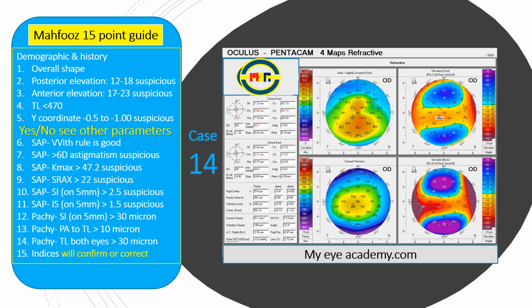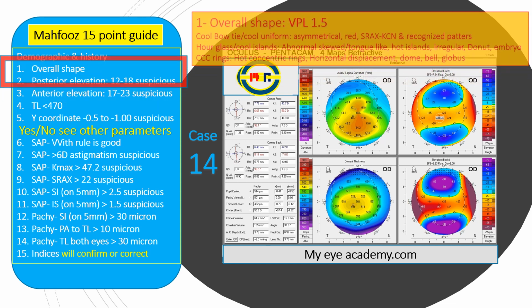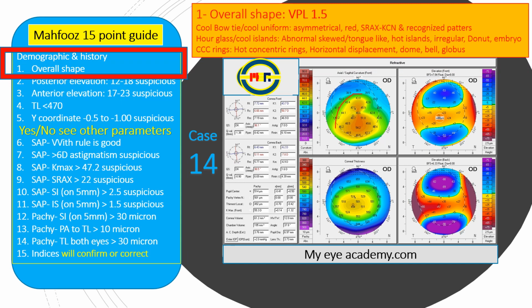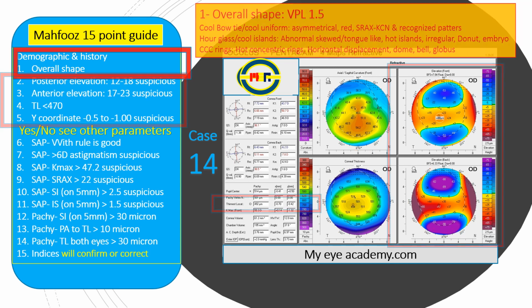This is case number 14. This is exactly opposite to case number 13. Look at the overall shape. There's an inferior steep this time, and these are asymmetrical red or hot bow tie. Look at the hot eye lens. Though the rings are concentric, they are not regular, they are irregular. So all these are indicative of abnormal cornea.